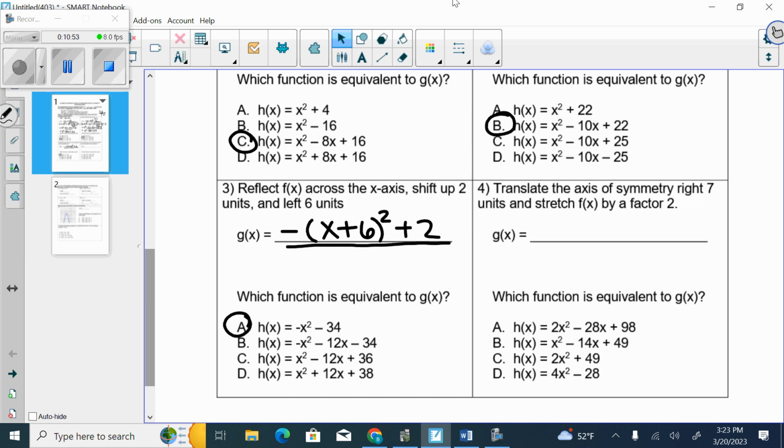Okay. All right. So on number 4, it says that it's going to translate the axis of symmetry. So remember, axis of symmetry is that x equals a number or y equals a number?